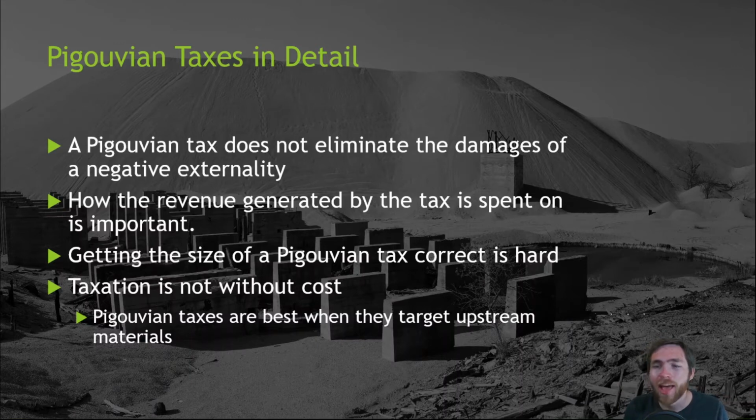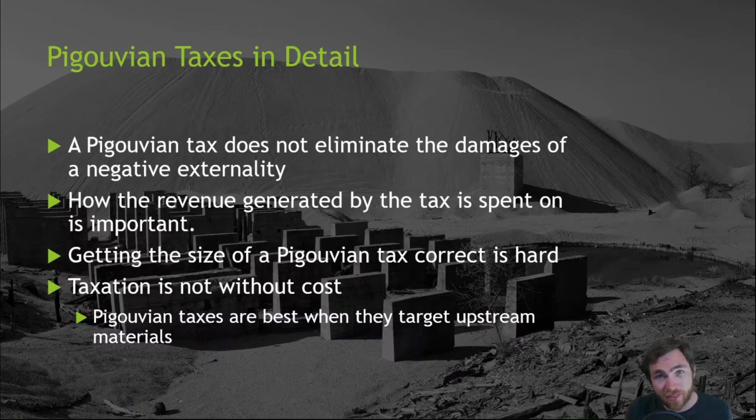Because of that, how the revenue generated by Pigovian taxes is spent is really important. Ideally, it would be spent on repairing damages caused through production, but often it is not. Additionally, getting the size of a Pigovian tax correct is very difficult. We have to estimate these dispersed social benefits or costs, and it's difficult to get that right. That's not to say that we need to get it 100% right to improve the outcome, but we need to be doing at least better than the market was doing on its own. And so we need to be careful about the size of that tax.